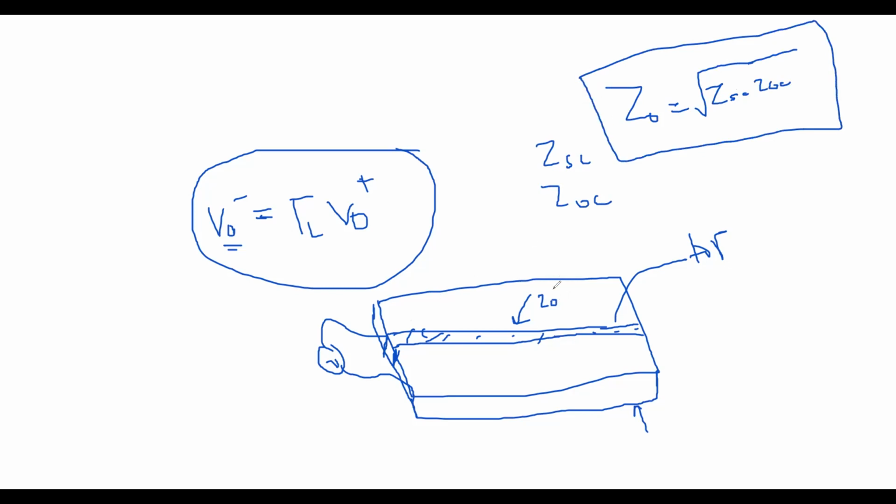So the Z naught value, although we take it as a certain value, sometimes it might not be that same value for the specific microstrip line we are considering. In order to verify the value of Z naught, we can use this experiment to find it. We just need to find the input impedance of the transmission line when the end is short circuited and open circuited. So this method can be used when we don't know the value of the characteristic impedance.